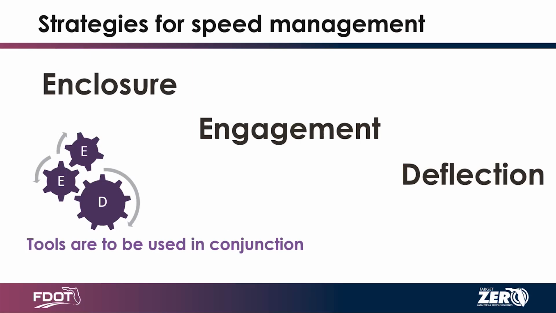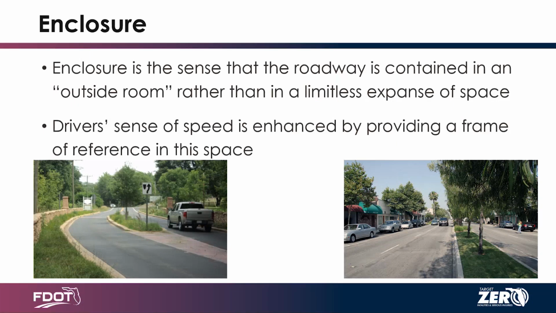So FDOT's philosophy goes around 3 factors: enclosure, engagement, and deflection. They're supposed to be used in conjunction. Singular speed treatments aren't generally effective. You want it combined in your approach. So enclosure is a sense that the roadway is an outside room rather than a limitless expanse of space. Like, you don't want it to look like a runway, for instance. You want it to feel like you're framed.